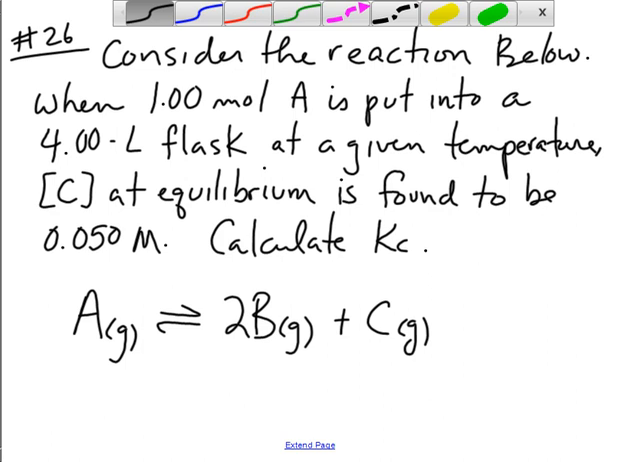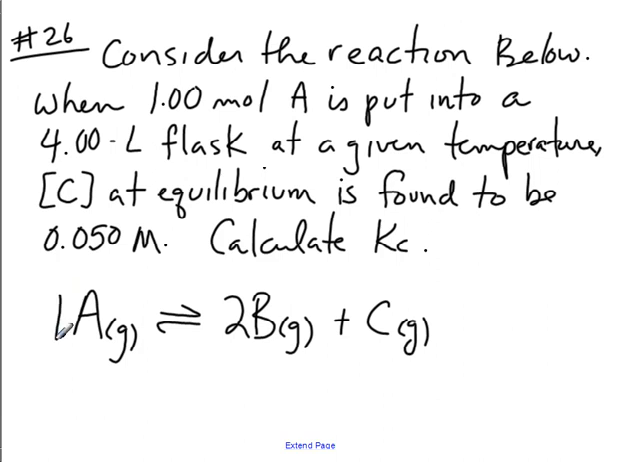So we're taking a look now at equilibrium supplementary problem number 26. We're being asked to consider a reaction. 1 mole of reactant A decomposes to produce 2 moles of B and 1 mole of reactant C. These are all gases. We're told that 1.00 moles of substance A is put into a 4-liter flask at a given temperature. We're also told that the concentration of substance C at equilibrium is found to be 0.050 molarity, and we want to find the equilibrium constant Kc for the reaction.